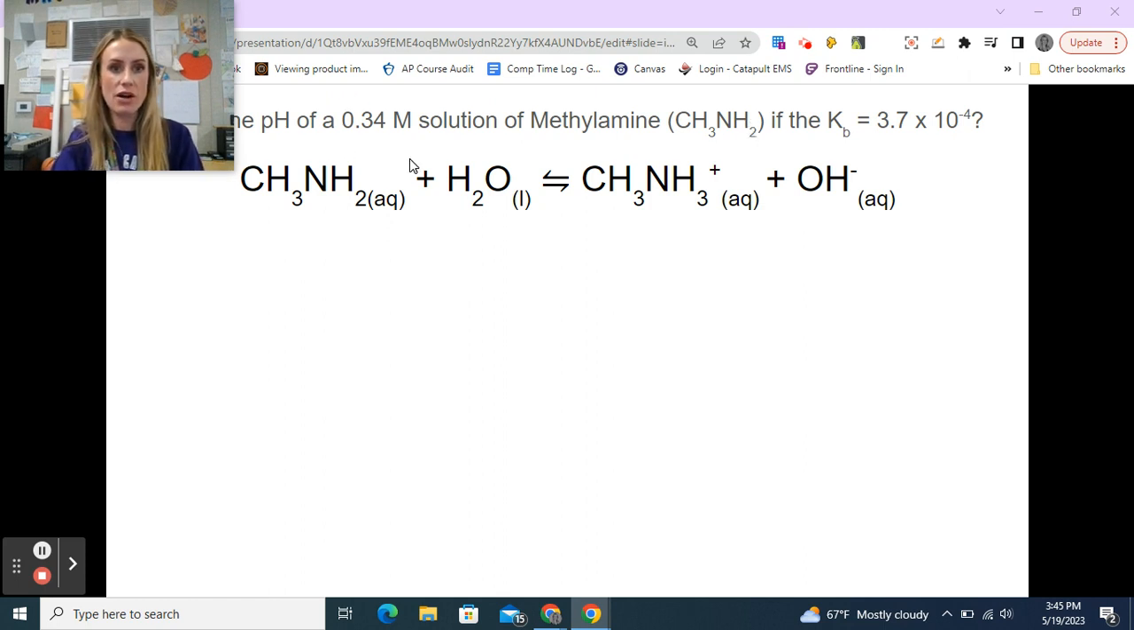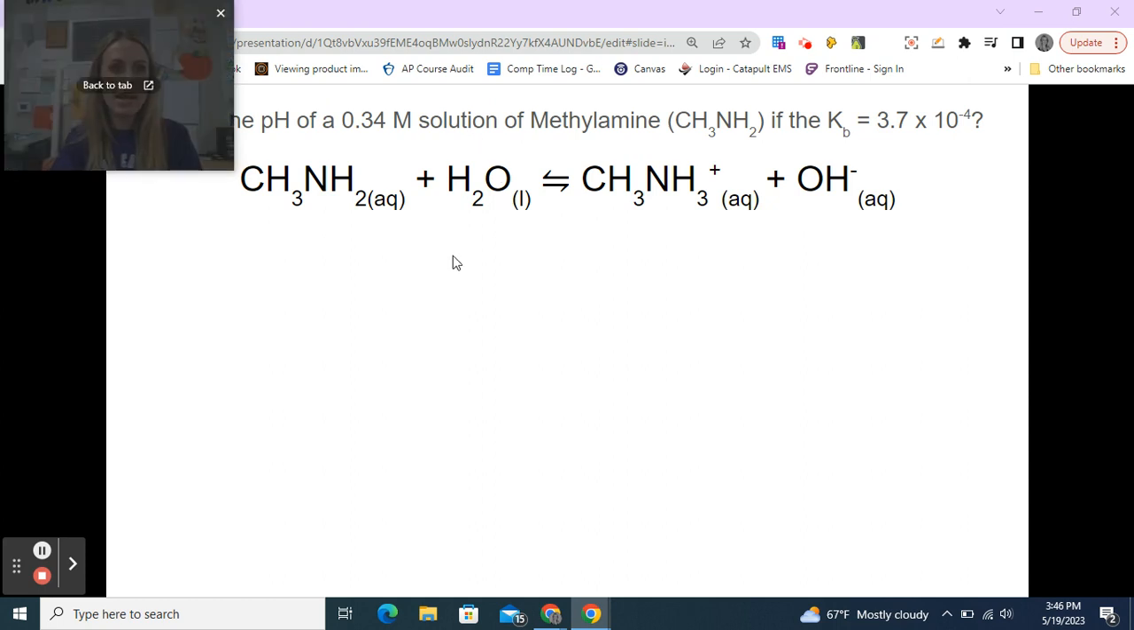So here is our chemical reaction. We have our methylamine plus water, again, liquid water here. And then we receive that proton from the water, and we also have this hydroxide from the water because it lost a proton. These things are all aqueous, and then our water is liquid.